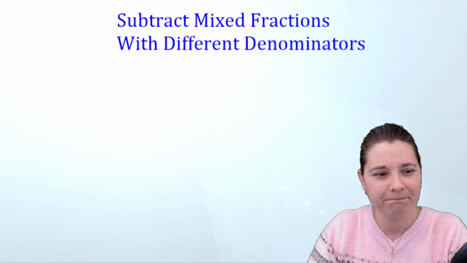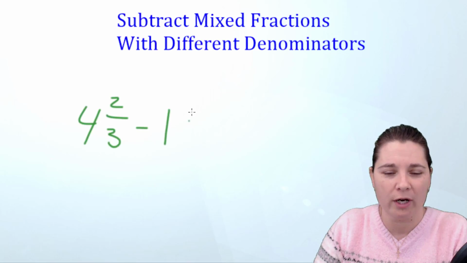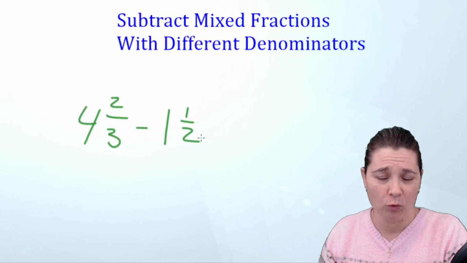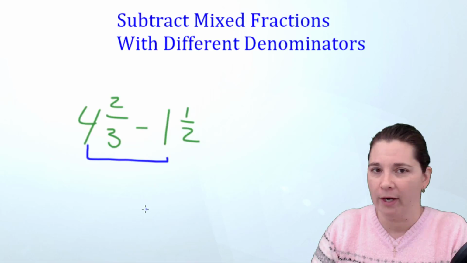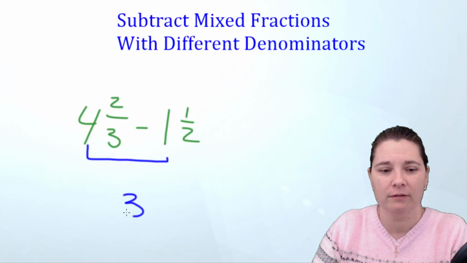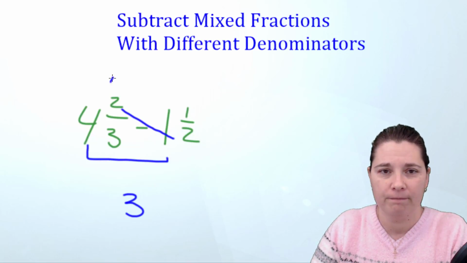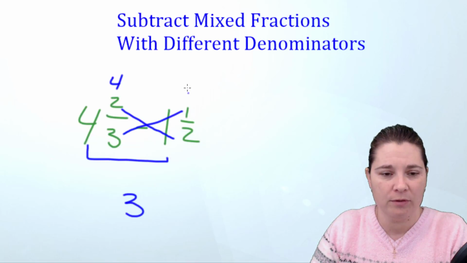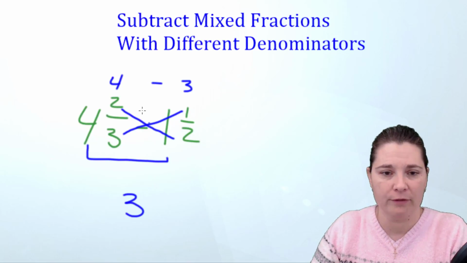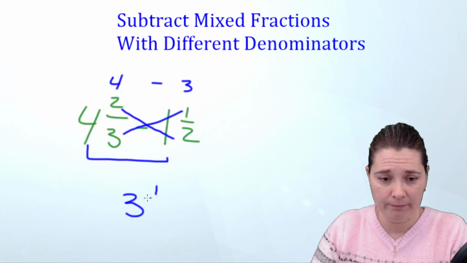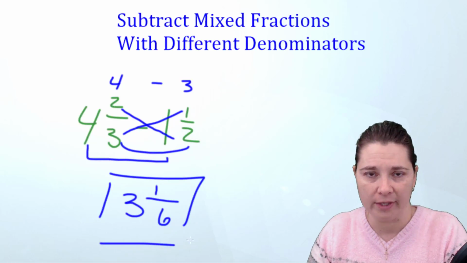Let's try another one. Let's look at 4 2/3, and let's subtract 1 1/2 from it. Where do I start? Yep, the whole numbers. So what is 4 minus 1? 3. Very good. Then I'm going to use my crosswise multiplication. So 2 times 2 is 4, right? And then 1 times 3 is 3. Very good. And I'm going to subtract them because we're subtracting mixed fractions. 4 minus 3 is 1. And then 3 times 2 is 6. Cool. So 3 1/6 is our answer.